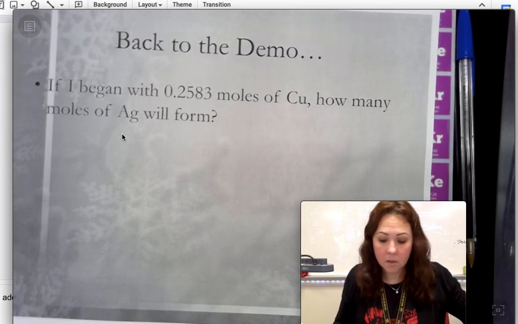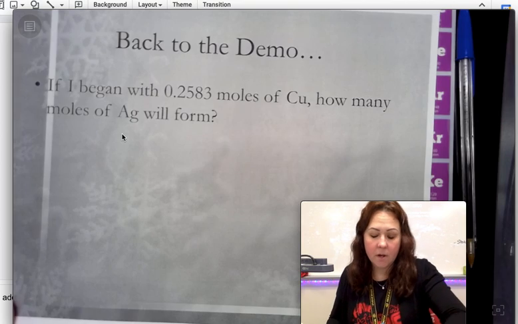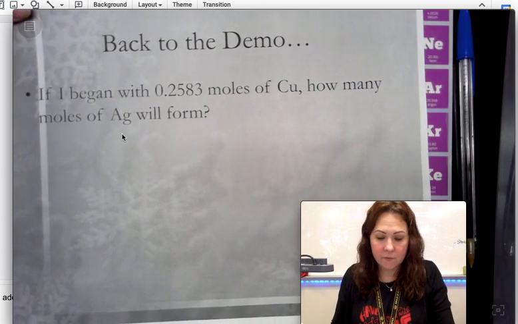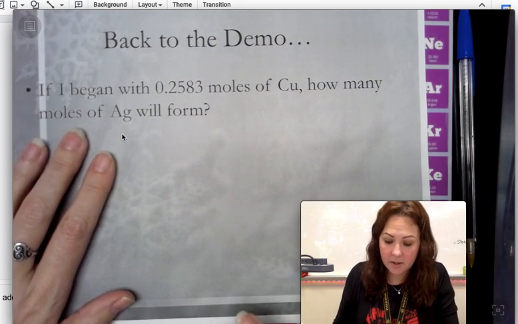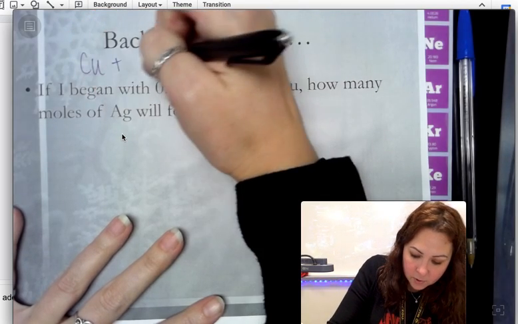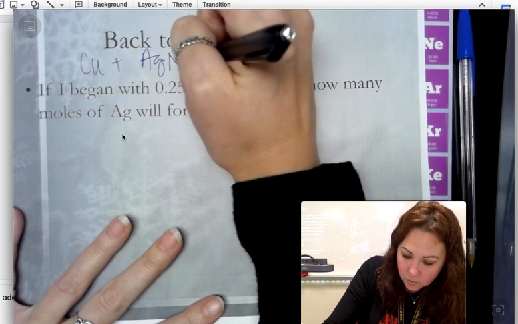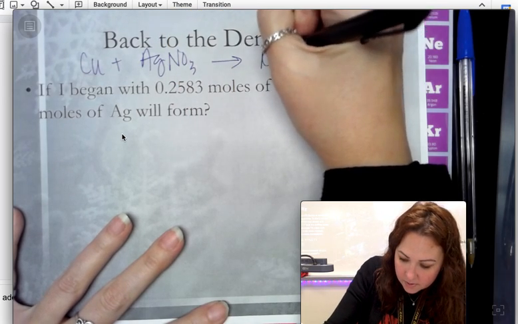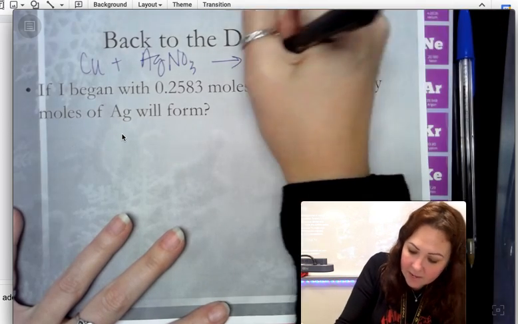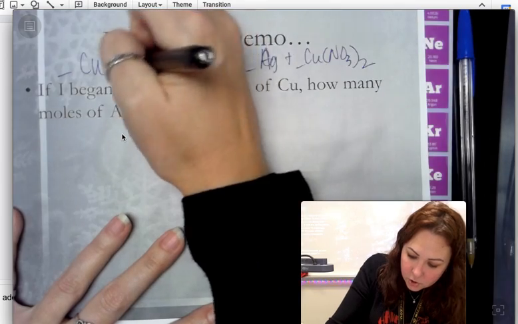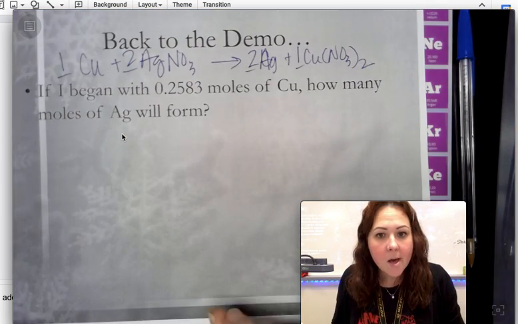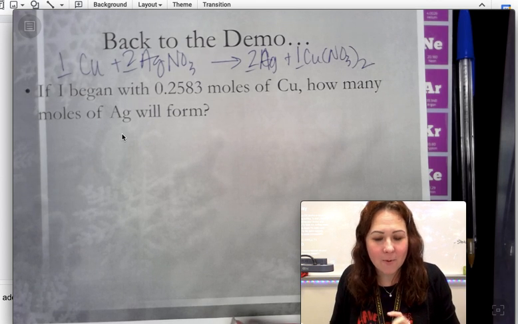This one says back to the demonstration. We wrote in the last video a balanced reaction for the demonstration with the copper and the silver nitrate. Let me redo the equation real quick. Ag plus Cu NO3 2. I have to balance this out with a 2 and a 2, and we had a 1 and a 1. That is very scribbly written, sorry. But that is what we had for our reaction.